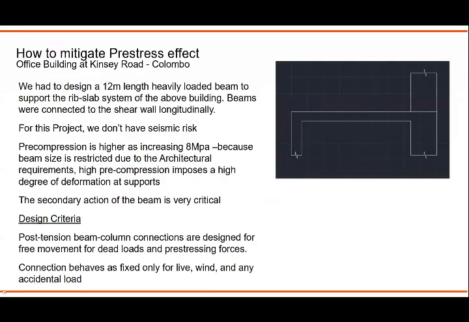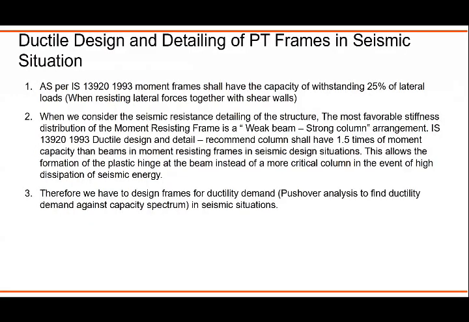Another important thing is the effect of post tensioning on the seismic performance of the building. When we are using post tensioning, the overall weight of the building is reduced, which is beneficial in the seismic aspect. But the concrete area of the section is also reduced by introducing post tensioning. Because the concrete area is reduced, the section is more prone to compressive failure. If compressive failure happens, the structure becomes brittle, and we have to avoid that.